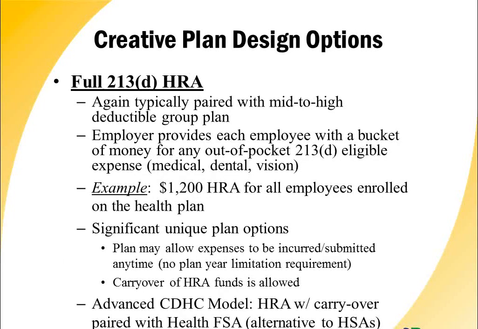we've already mentioned this one, the full 213D HRA. We are talking a little bit more about those as well. Again, employer says, employee, we've got your group health plan, we're having to raise some deductibles, all that good stuff, but what we're going to do is, employee, we're just going to give you a bucket of money, and you can use that bucket of money for any out-of-pocket medical, dental, vision expense. Example, $1,200. So an employer just says, I'm going to give each of my employees that are enrolled on the group health plan a $1,200 bucket of money to use for any out-of-pocket expense.